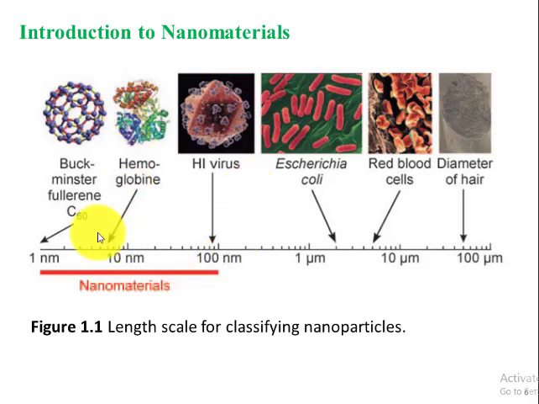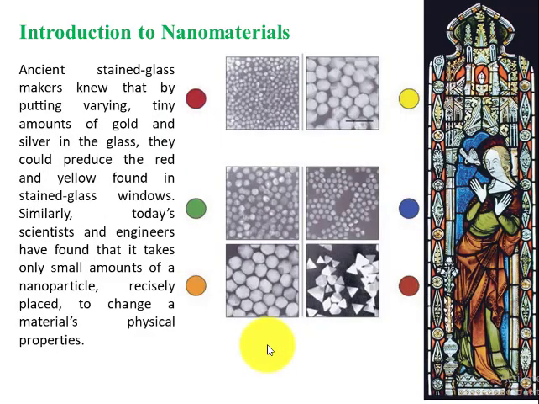A molecule of hemoglobin is 10 nanometer in size, and Buckminster fullerene, which is a carbon compound, has 60 carbon atoms interconnected forming a cage structure. Its size is 1 nanometer, which I have mentioned on the previous slide. If we compare the diameter of hair to Buckminster fullerene, which is made of 60 carbon atoms and its size is 1 nanometer. We can also find nanoparticles or nanomaterials in history.